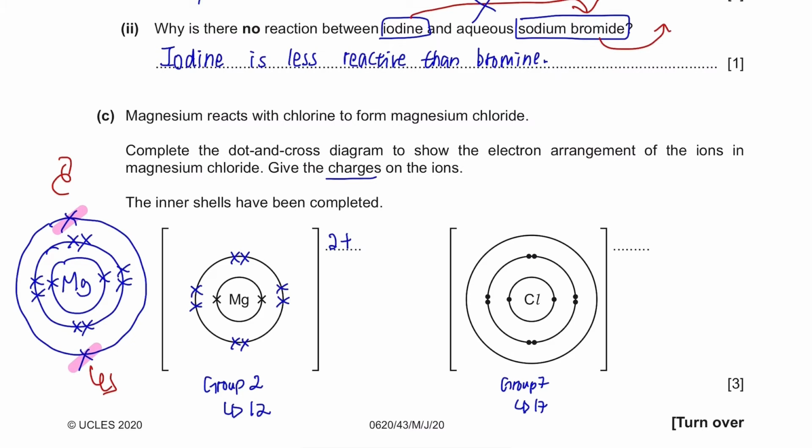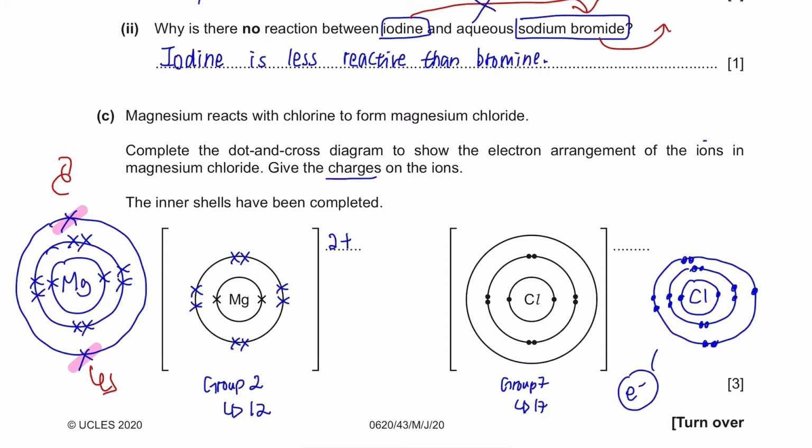Then for chlorine atom, it would have looked like this. 2 electrons, 8 electrons, and 7 electrons in its outer shell. Well, in order to be stable, it would have had to gain 1 electron from some other source, probably the magnesium ion over here. So it has added 1 more electron. Therefore, we draw 8 outer electrons for chlorine atom, but make sure that one of its electrons is put as a cross to indicate that it has come from the magnesium ion. Also, since it has gained 1 electron, its charge will be 1 minus.